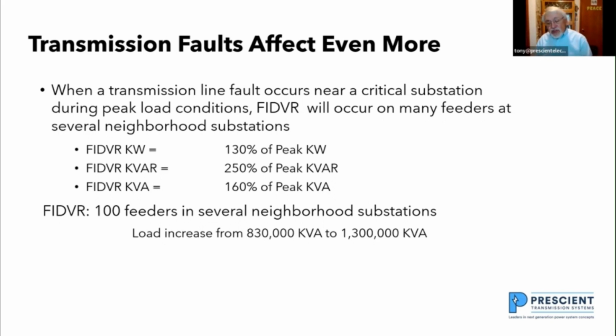If I look at a transmission line fault, this becomes difficult to analyze because how many substations are going to get affected by a transmission line fault? If I have 100 feeders in several neighborhood substations affected, the load increase could be from 830,000 kVA to 1.3 million kVA. So that's equivalent to a large generator.